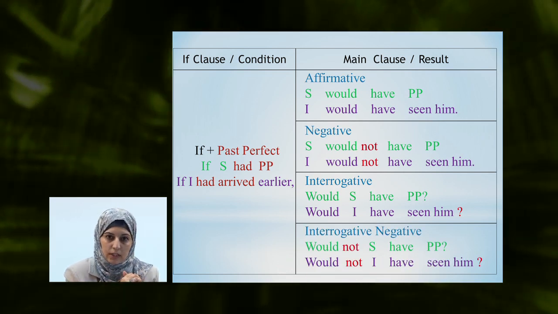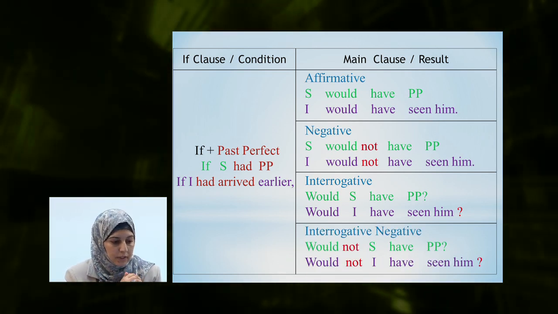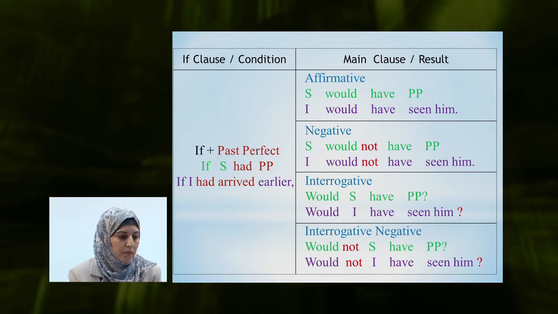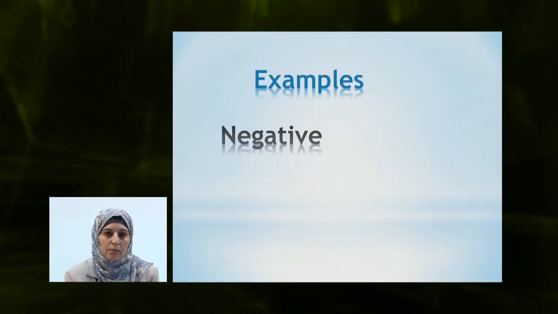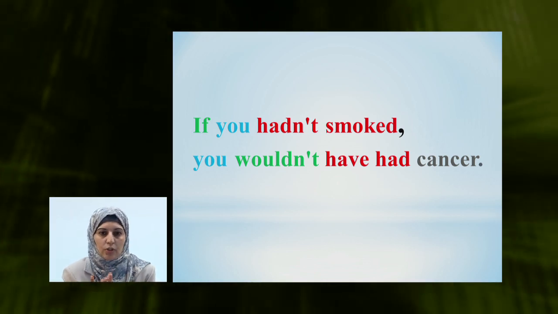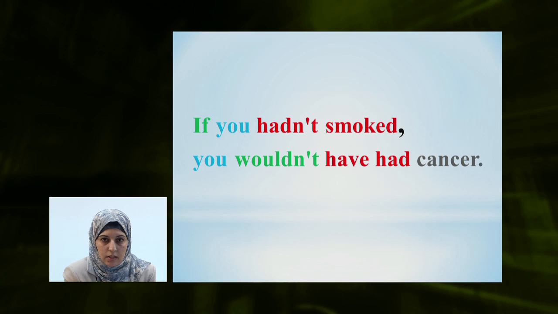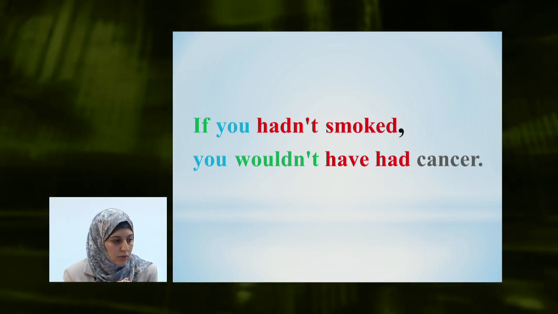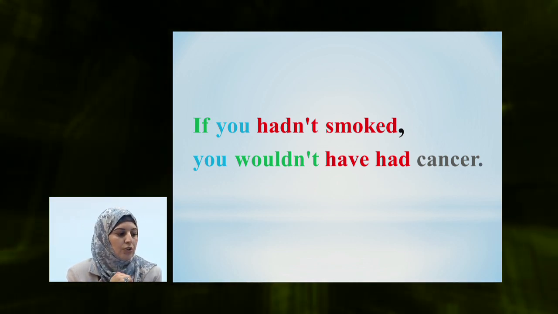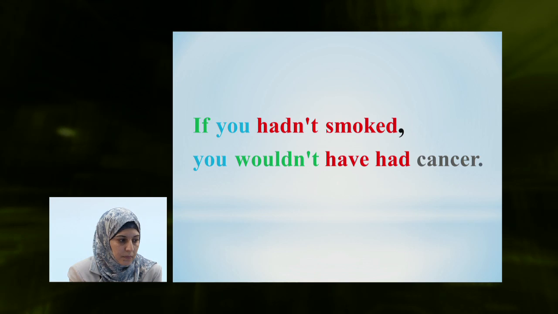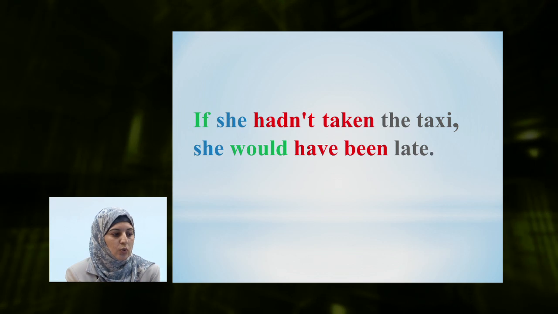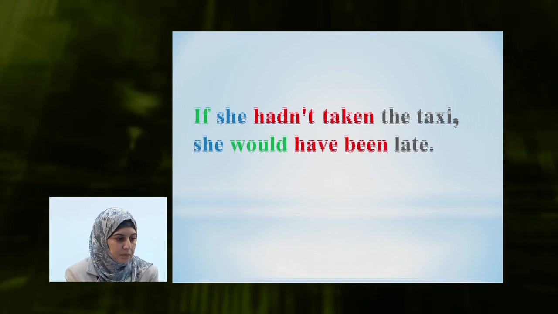And in the interrogative negative, if I had arrived earlier, wouldn't I have seen him? Right. Let's have some more examples about the negative form. And remember, we add not in the if clause to the auxiliary verb had, and in the main clause we add it to would. So you have this example, if you hadn't smoked, you wouldn't have had cancer. Another example, if she hadn't taken the taxi, she would have been late.